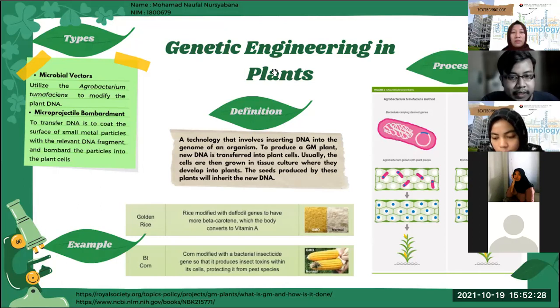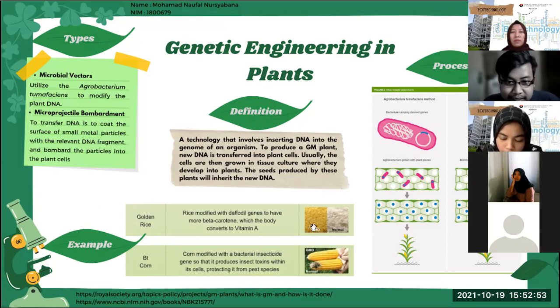The next and last part is examples of genetic engineered plants. The first is golden rice. Golden rice is rice that has been modified with a daffodil gene to have more beta carotene in it, which means more vitamin A.